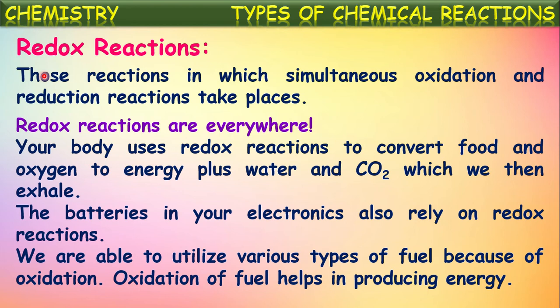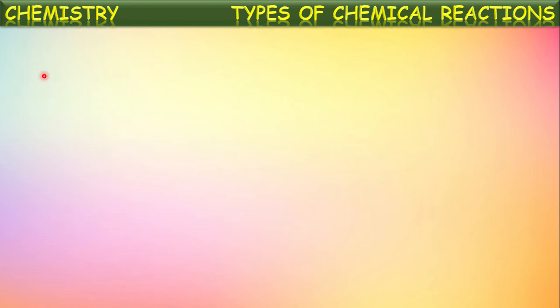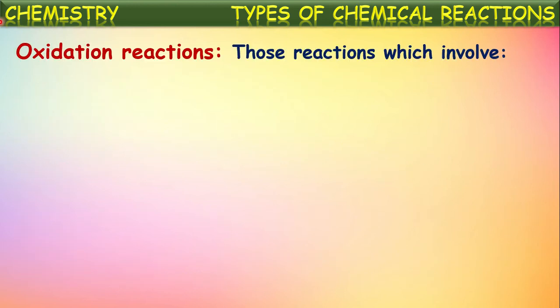Now let us see what these oxidations and reductions are. Let us see in detail. First, let us go through the oxidation reactions. Oxidation reactions are basically of two types. Based upon the type of reaction occurring, these oxidation reactions can be classified into two types.